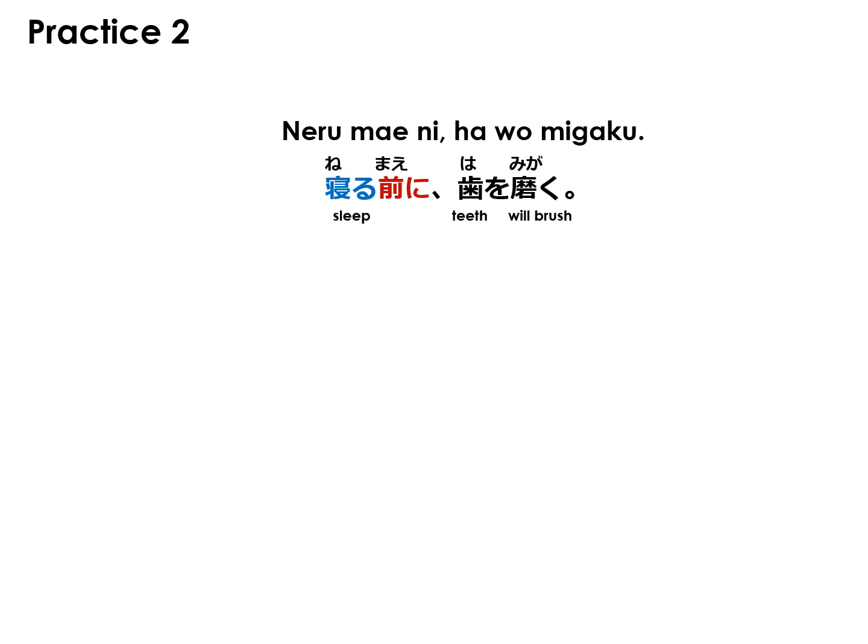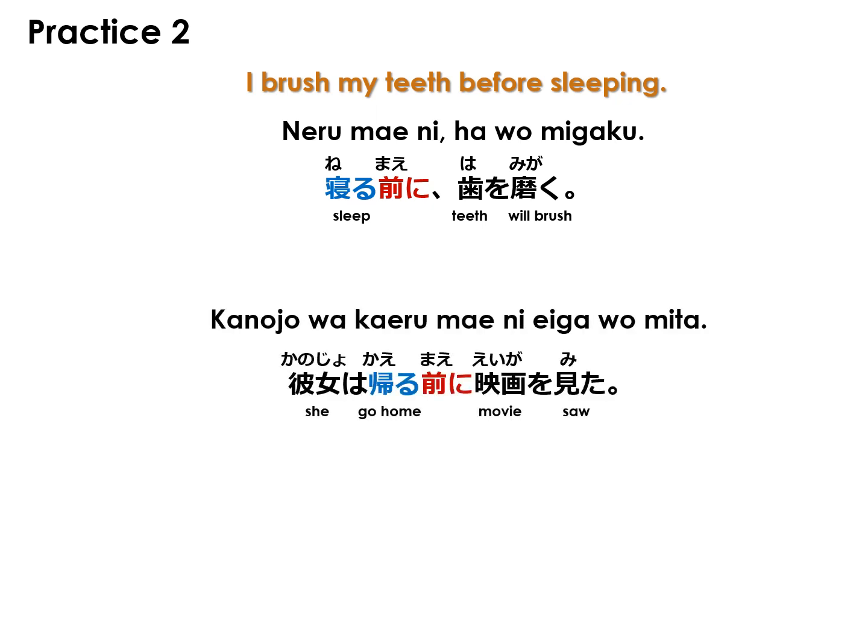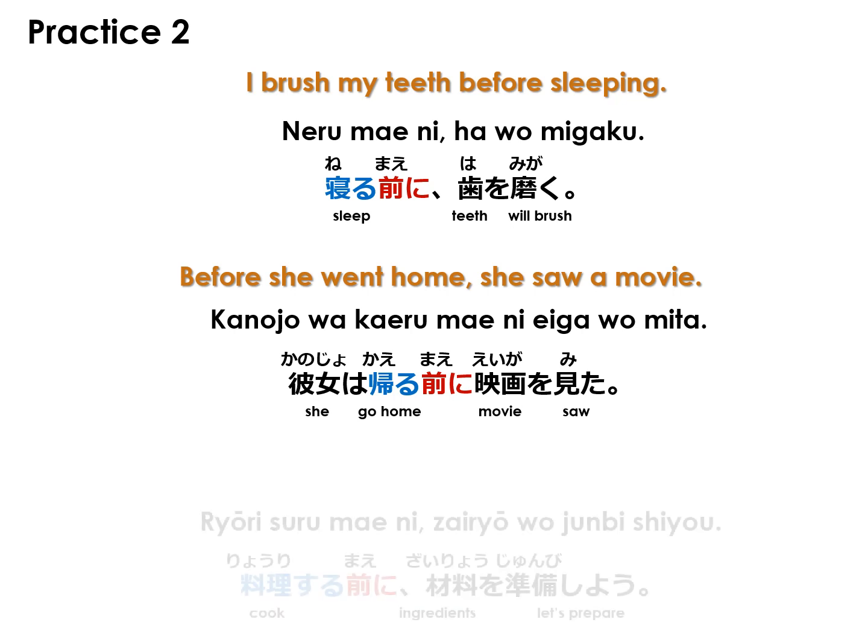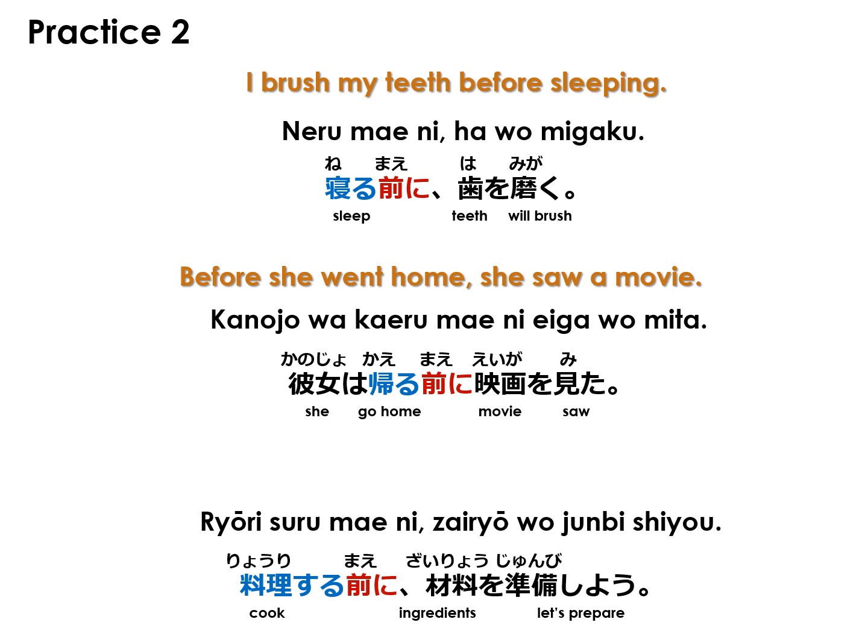寝る前に歯を磨く。I brush my teeth before sleeping. 彼女は帰る前に映画を見た。Before she went home, she saw a movie. 料理する前に材料を準備しよう。Let's prepare the ingredients before cooking.